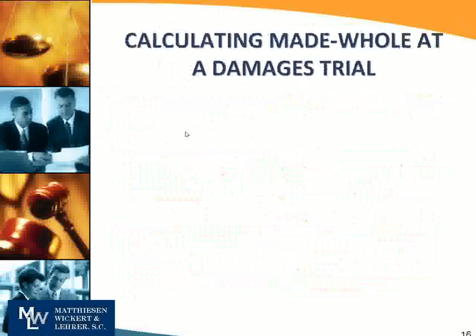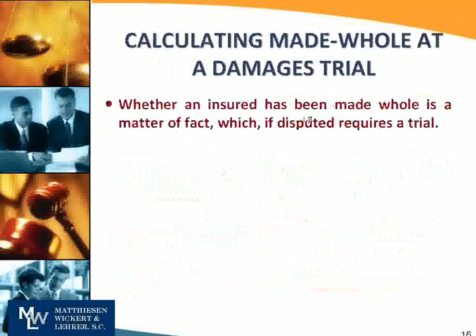But what about if we don't have a presumptive settlement state, or there's not a jury verdict, but there's been a settlement and the plaintiff is still arguing that the settlement doesn't make him whole? How exactly do we go about calculating made whole at a damages trial? And that's really kind of what's going to happen.